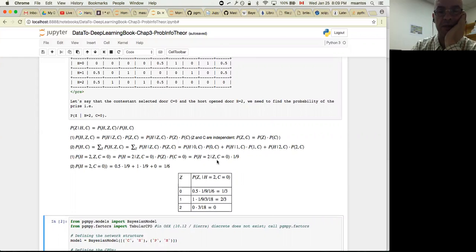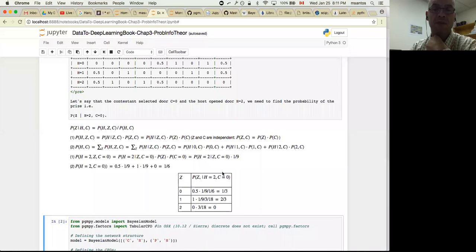So if Z is equal to 0, this can be read from here, and it will be 0.5, sorry, 0.5. We need to put this in the numerator, and this comes in the denominator. So 1/6 is dividing here, and we have then that for Z equals 0, this will be 0.5 times 1/9. So these are the two factors, divided by 1/6, which is this factor. Okay, so this is the calculation for Z equals 0, H2, C0, and I get 1/3.